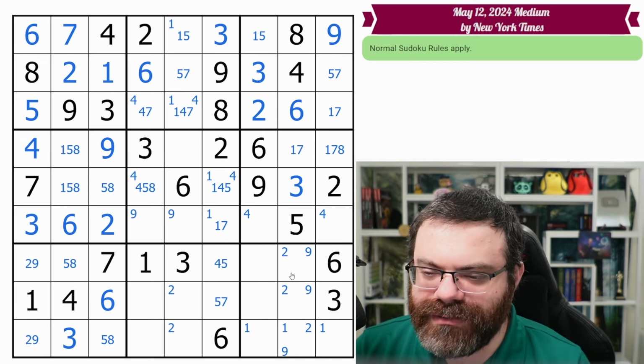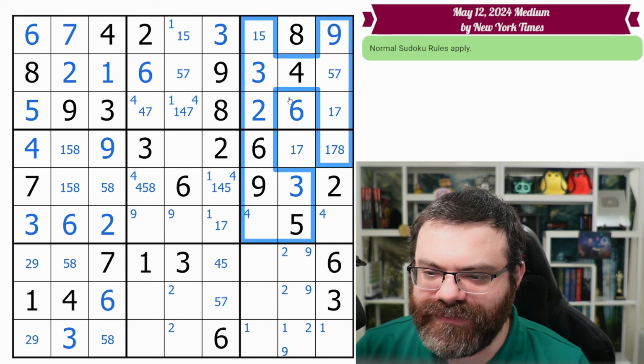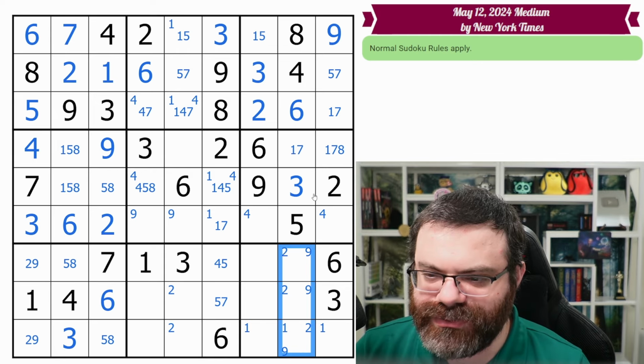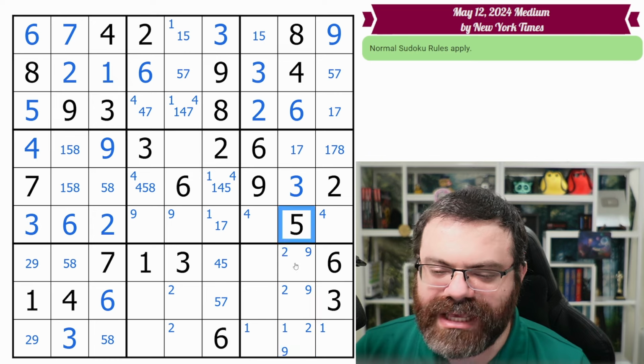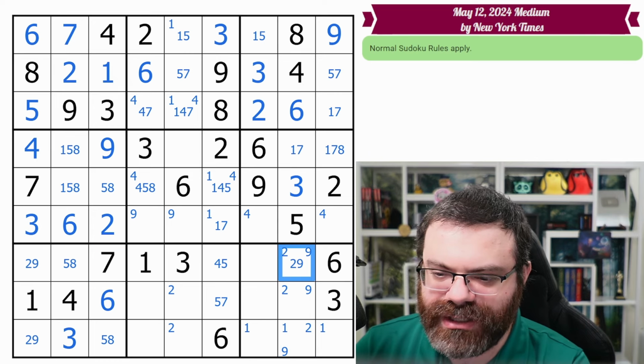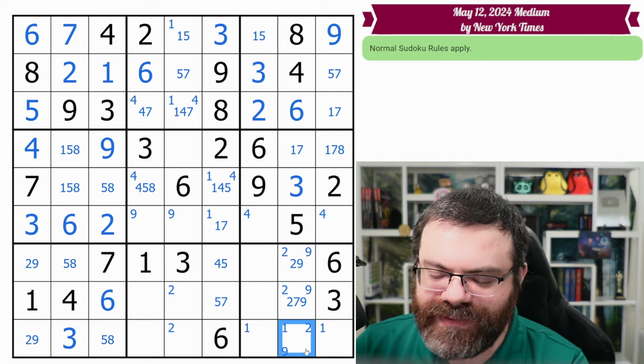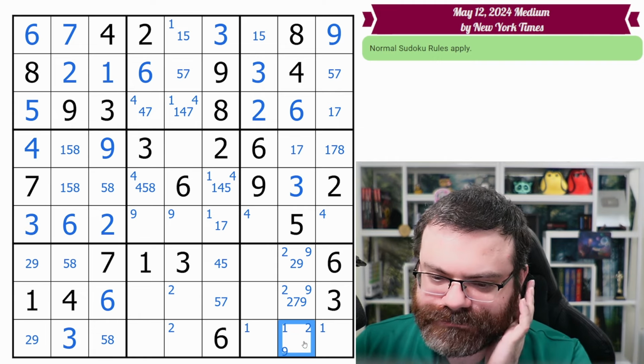Okay. Columns or boxes down to 4 or fewer. We already took care of these boxes. I don't think there's anything to do there. Well, this column is down to 1, 2, 7, 9. So this can't be 1 or 7. So this is down to 2, 9. This can't be 1, so this is 2, 7, 9. And I think this can be any of 1, 2, 7, 9.